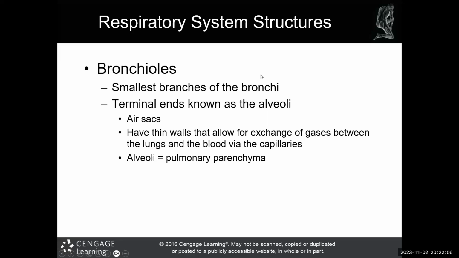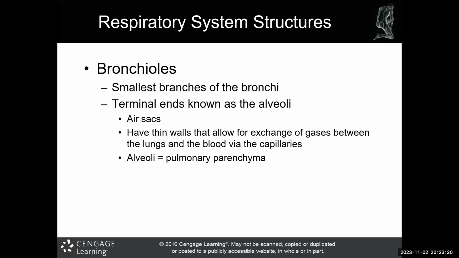The bronchioles are the smallest branches of the bronchi. Terminal ends are known as the alveoli. The alveoli are air sacs. They have thin walls. This is where we get the exchange of gases between the lungs and the blood in the capillaries in the lungs. So it's through the air sacs or alveoli.